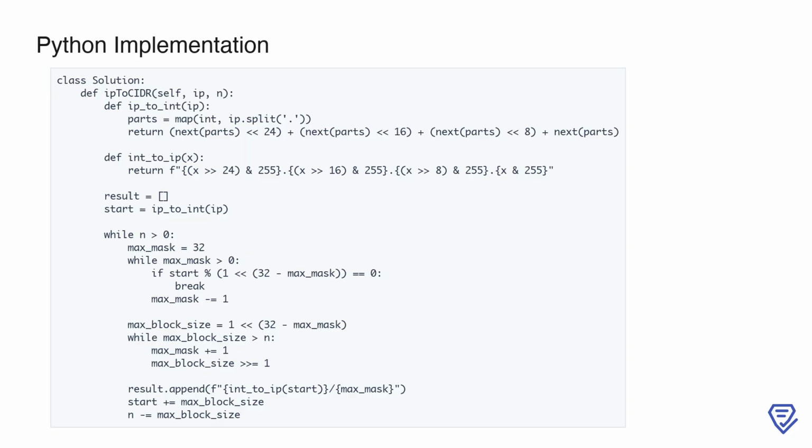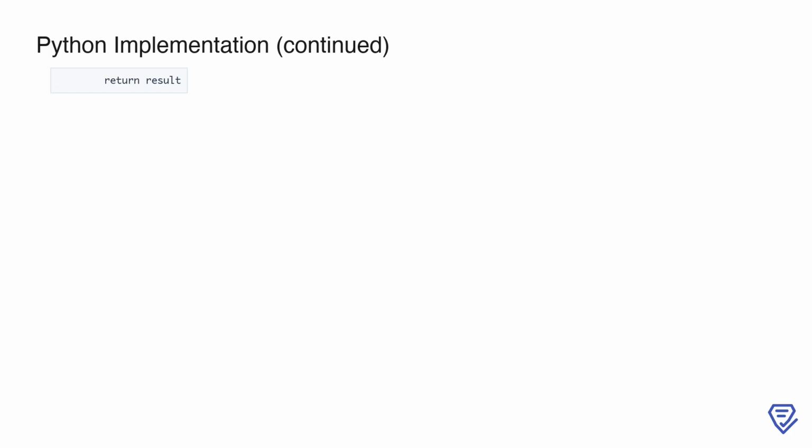Once the block is valid, we append it to the results list in CIDR format, update the starting address, and subtract the block size from n. Finally, the method returns the result list, which contains all the CIDR blocks that represent the range of IP addresses. This approach ensures that the IP range is split into the fewest possible number of CIDR blocks while adhering to alignment constraints. By iteratively calculating the largest blocks that fit, the algorithm efficiently handles the conversion and produces an optimized output.